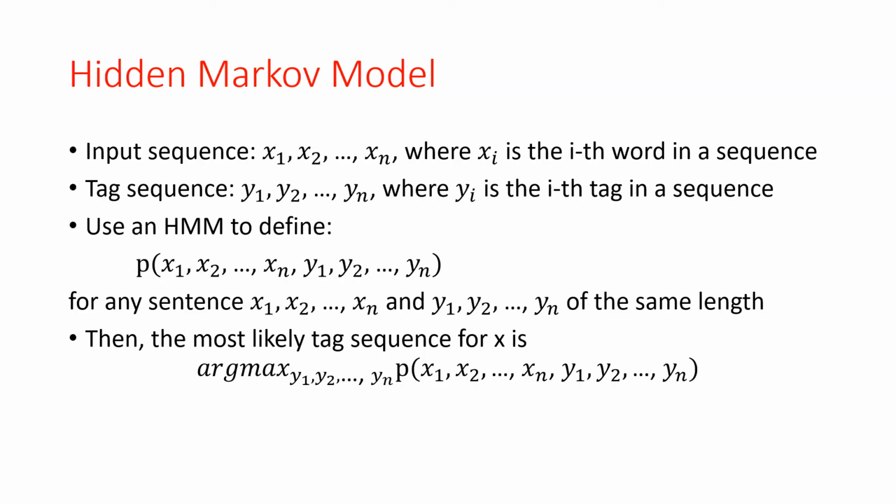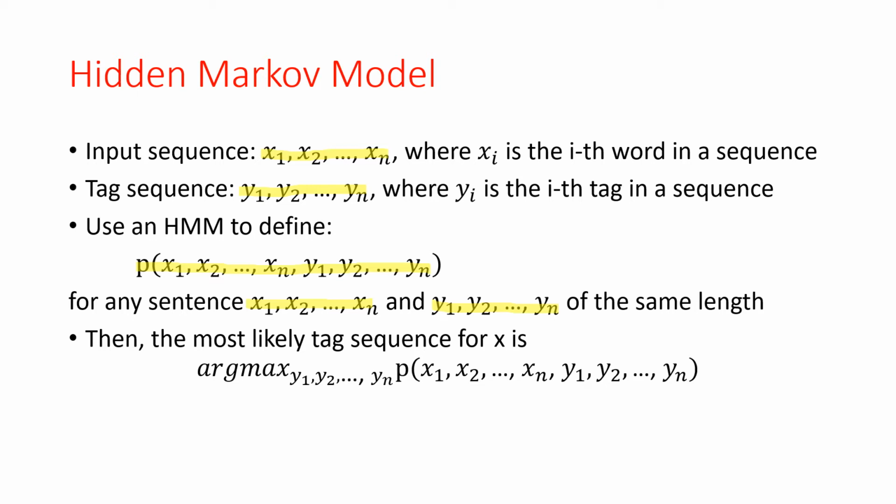The problem of part-of-speech tagging, that is, categorizing words from a sentence into lexical categories, will be solved using a hidden Markov model. So we start with an input sequence, x1 up to xn, where xi is the ith word in a sequence or input sentence. We also have a tag sequence y1 up to yn, where yi is the ith tag in a sequence. Then we'll use an HMM, hidden Markov model, to define the joint probability of these two sequences for any sentence x1 up to xn and any tag sequence y1 up to yn of the same length.